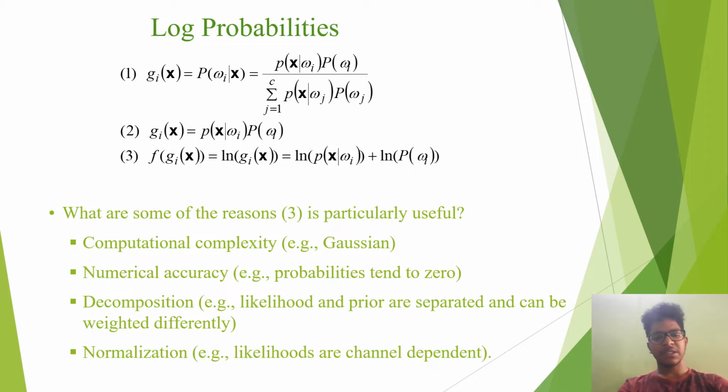What are some reasons this is particularly useful? Computational complexity, for example Gaussian. Numerical accuracy, for example probabilities near 10 to the power of minus something small. Decomposition: likelihood and prior are separated and can be weighted differently. Normalization: likelihoods are channel dependent.